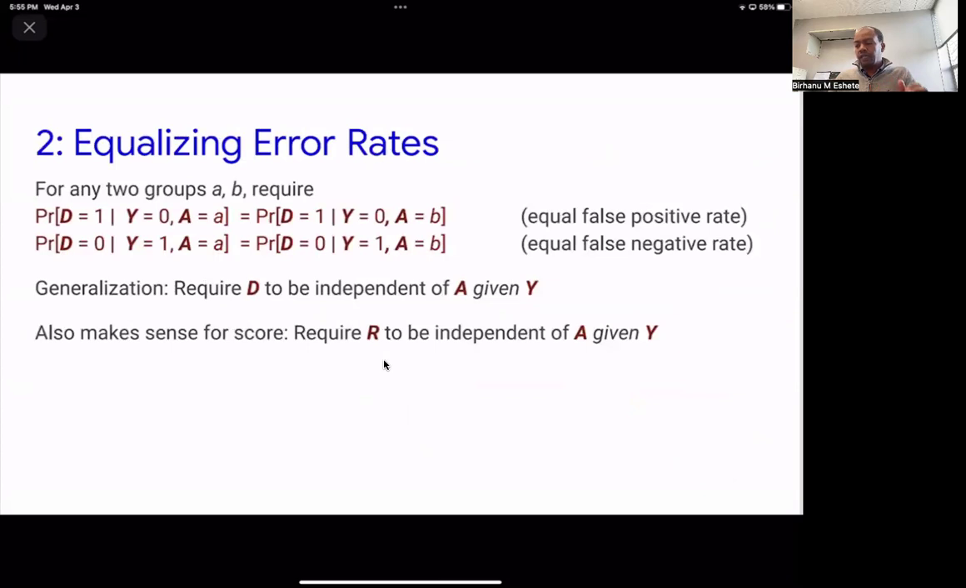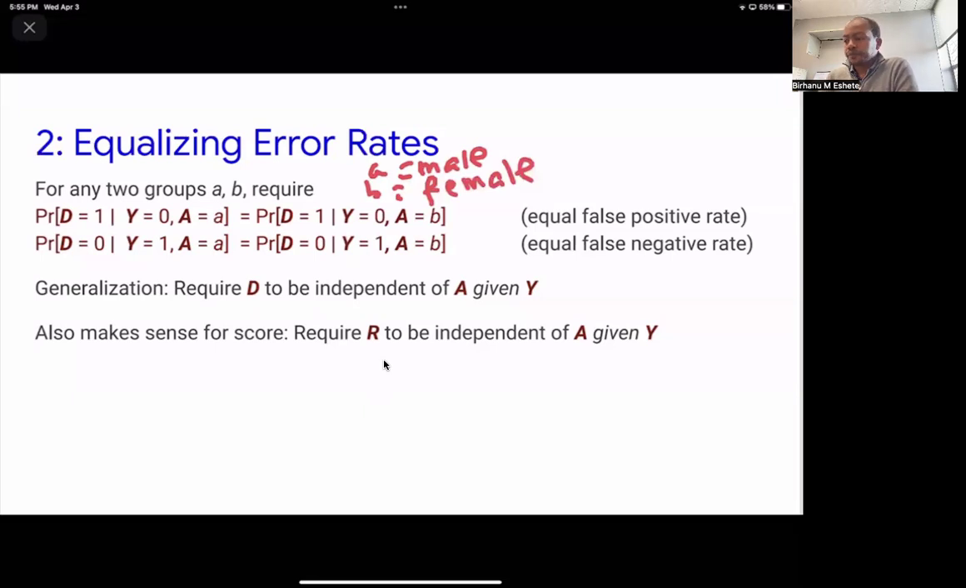So that's on equalizing positive rates. The other statistical fairness criteria is what we call equalizing error rates. So for any two groups, A and B, again, you can take A equals male, and B equals female.